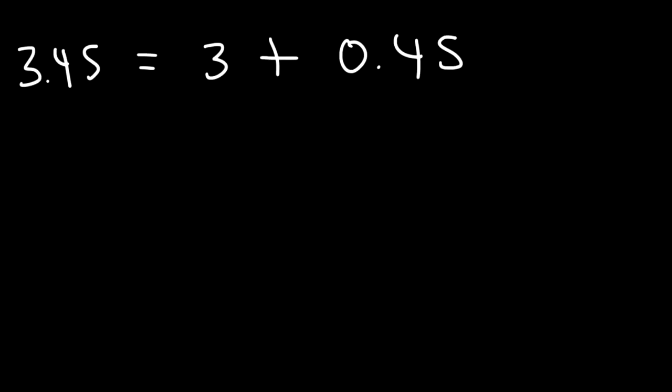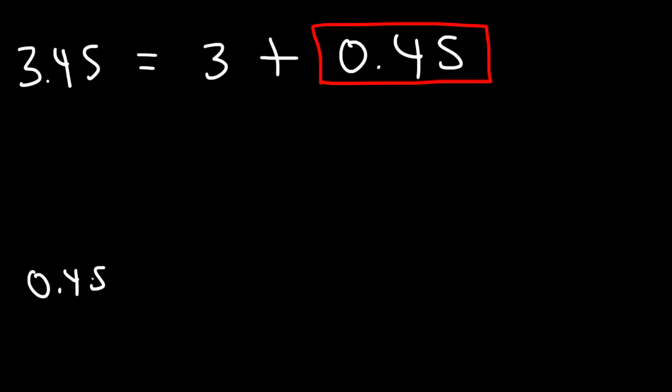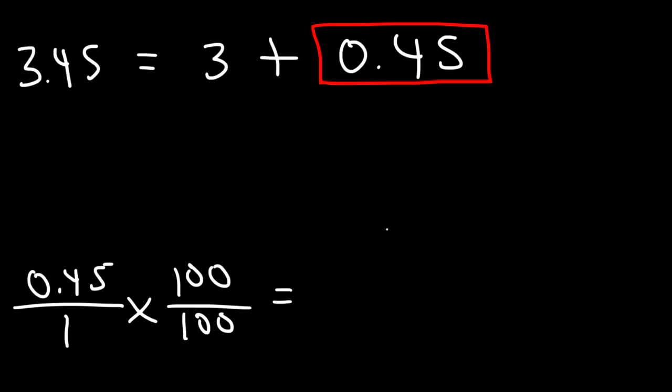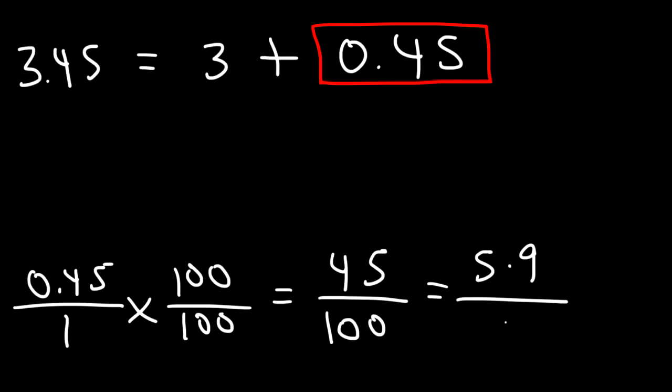So starting with 3.45, what we could have done is write it as a sum of two numbers, 3 plus 0.45. Now we could focus on converting this into a fraction. So I'm going to do that at the bottom. I'm going to multiply the top and the bottom by 100. And so this is going to give me 45 over 100. Now 45 is 5 times 9. 100 is 5 times 20. And so 0.45 simplifies to 9 over 20.